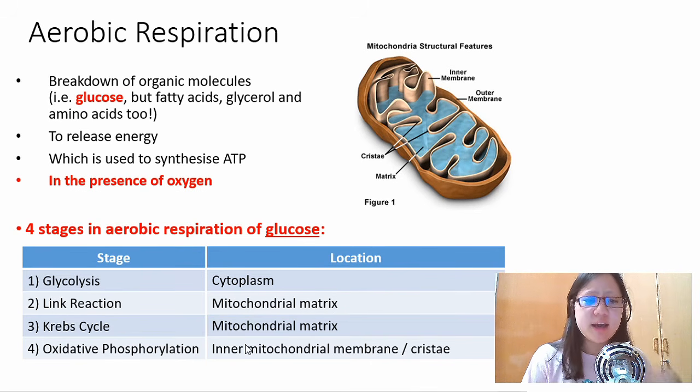And they all occur at slightly different places. Glycolysis actually occurs in the cytoplasm, outside of the mitochondria. Link reaction and Krebs cycle occur in the mitochondrial matrix, which is this fluid-filled area inside the mitochondria. And number 4, oxidative phosphorylation happens in the inner mitochondrial membrane, or what we call the cristae, which is the infoldings of the inner membrane. These are the areas where they have a lot of membrane proteins, and we're going to see next video what exactly happens at the inner membrane as well as the matrix.